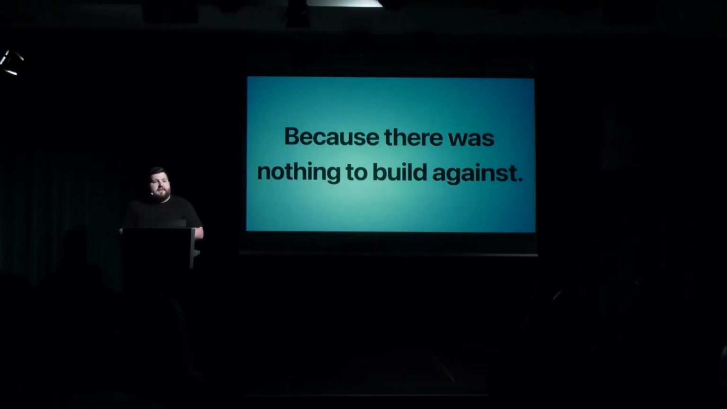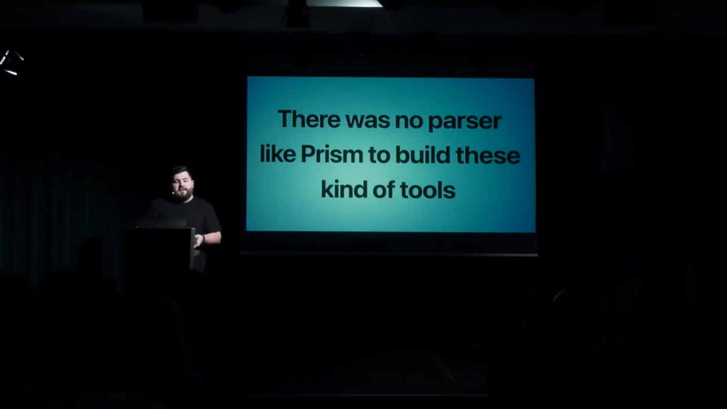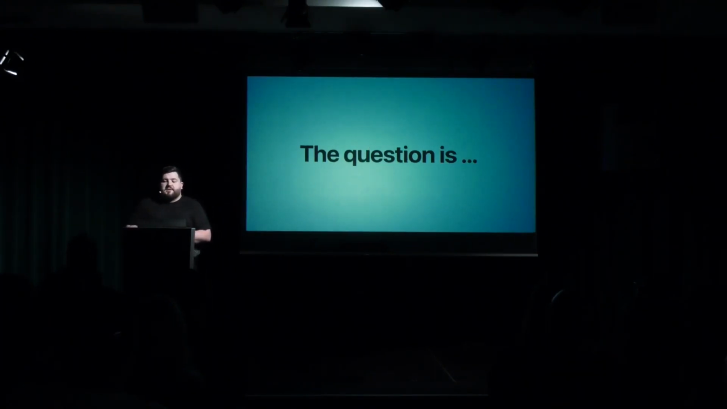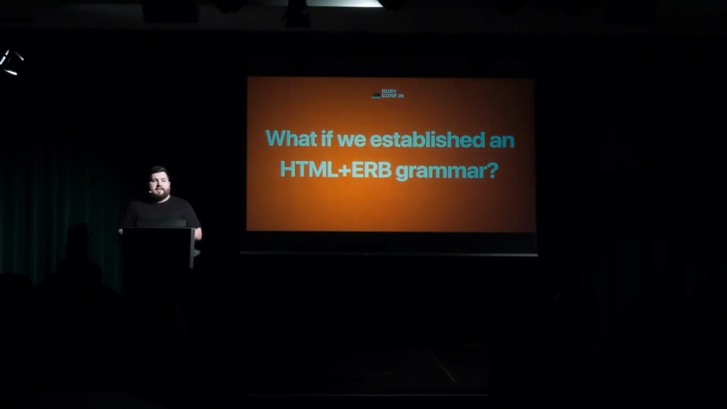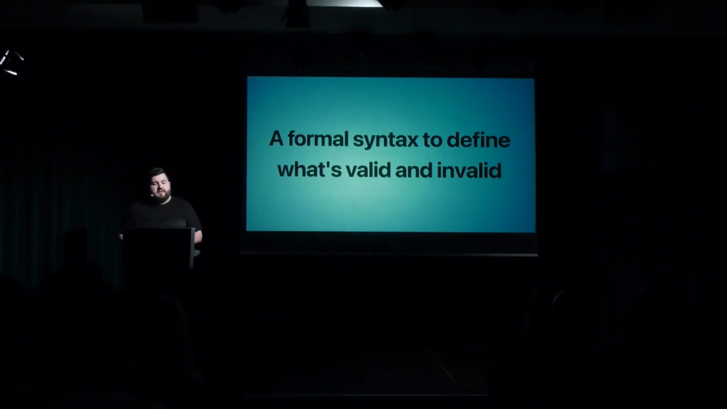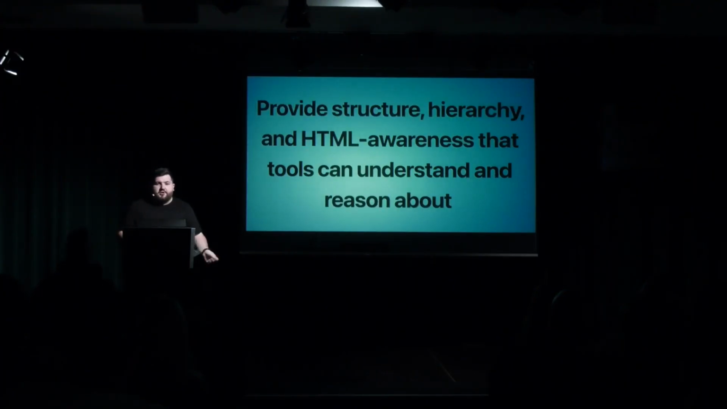And I think the reason for that is that there's nothing that we could have built on top of. So there was no parser like Prism now that we could use to build these tools for HTML+ERB specifically. So the question was more like, what would become possible if we take our ERB engine and runtime and make it also aware of its HTML surroundings? And what if we established a more formal grammar of what HTML+ERB really means? A formal syntax to define what's valid and what's invalid, so we can provide structure, hierarchy, and this HTML awareness that our tools and also the runtime can understand and reason about.